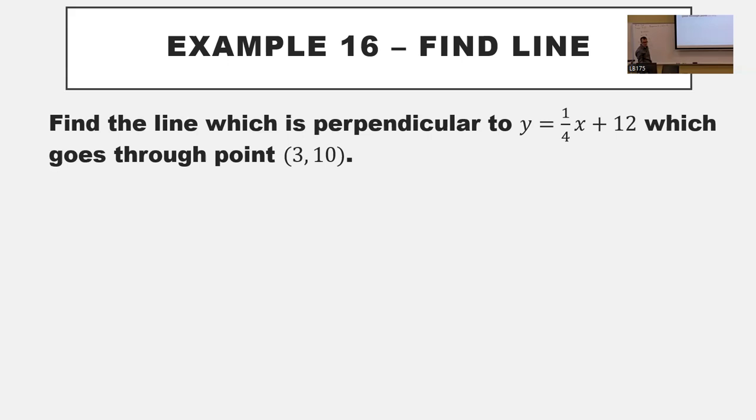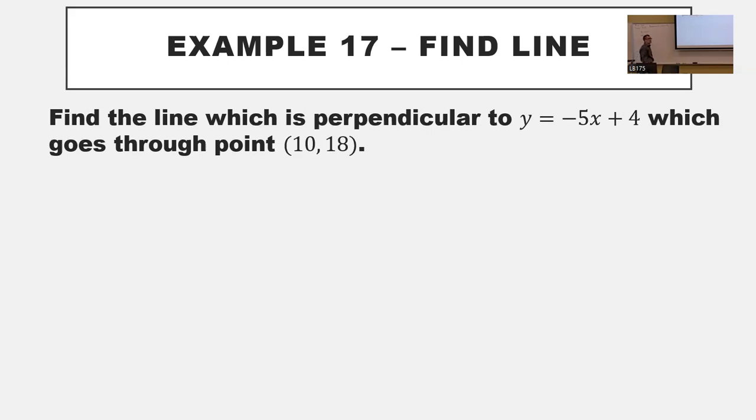And then if you get that one done, try this one as well. Find the line which is perpendicular to y equals negative 5x plus 4, which goes through the point 10, 18. Try both of these on your own.